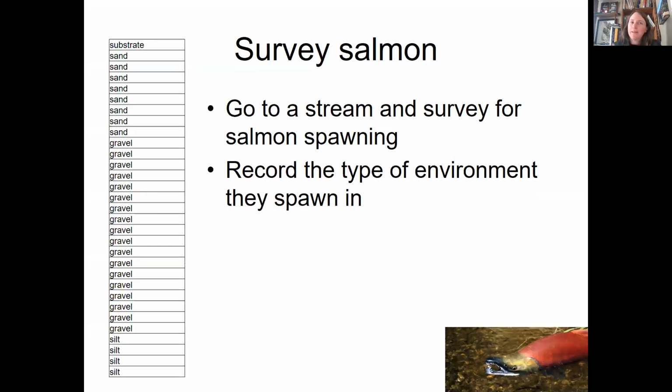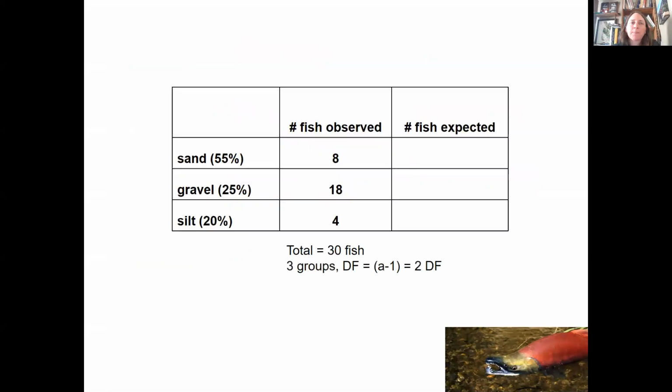Now, again, keep in mind, these are categorical variables, right? Sand, gravel, silt, right? So a chi-square test would be most appropriate. So now you've got your data kind of tabulated. You sat there for a while. You saw 30 fish, 8 of them were in the sand, 18 were in the gravel, and 4 were in the silt. Now, how do you set up a chi-square test like this?